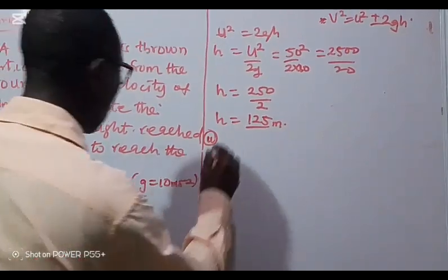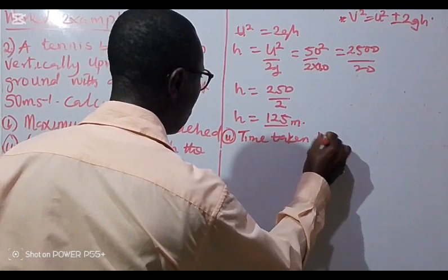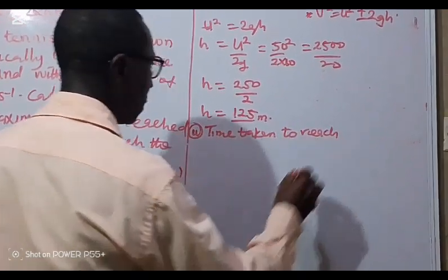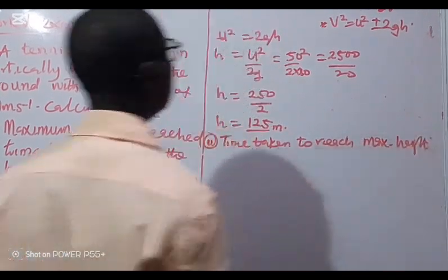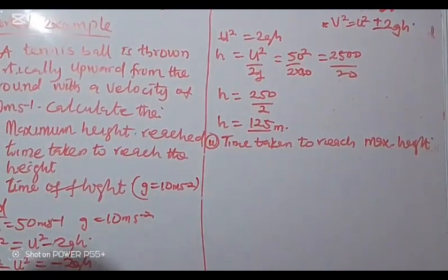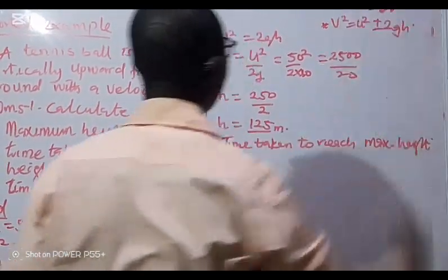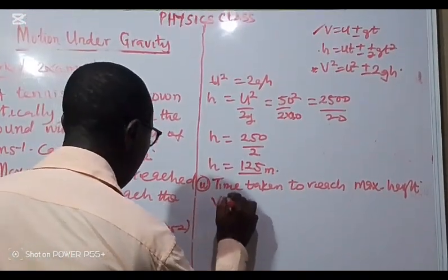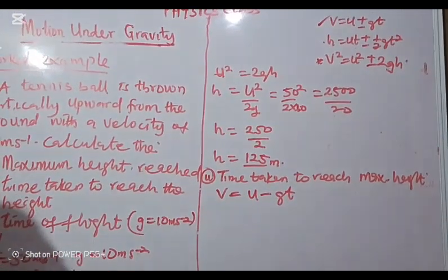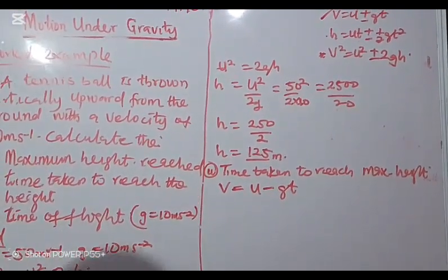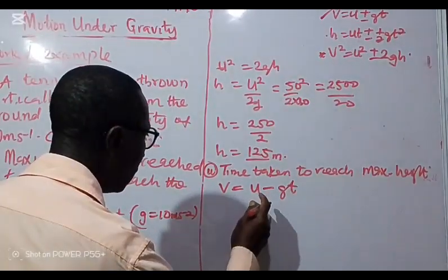So Roman figure 2, time taken to reach maximum height. Time taken to reach maximum height. Now, from what is on the board, we can apply equation 1. We say that v is equal to u minus gt. Don't forget why it says minus: the object is thrown up vertically. So our v, according to the question, is 0. u is given as 50.